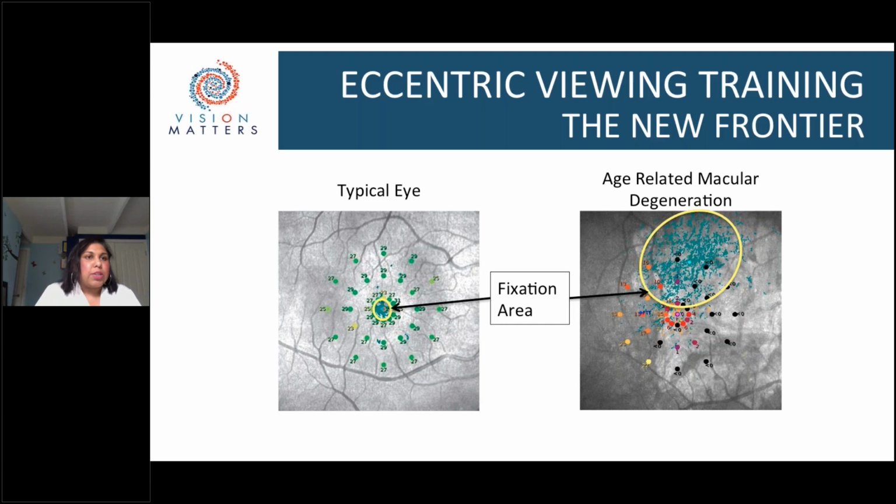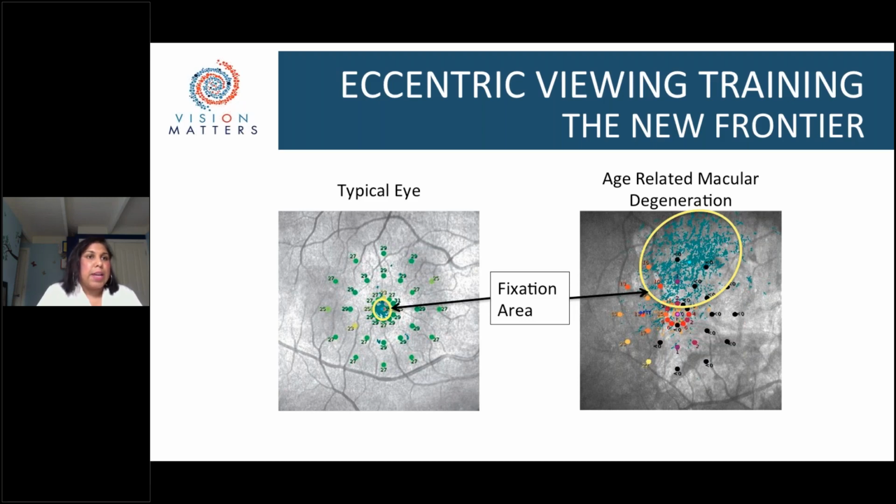The aquamarine dots also reveal how stable the eyes are, and as you can see, the dots are clustered together in a typical healthy eye, and this is encircled with the yellow circle. This shows you that fixation is stable. Whereas in the image of the retina with the macular degeneration, the dots are more spread out and the eyes are moving around a lot to try and focus, and this represents unstable fixation.